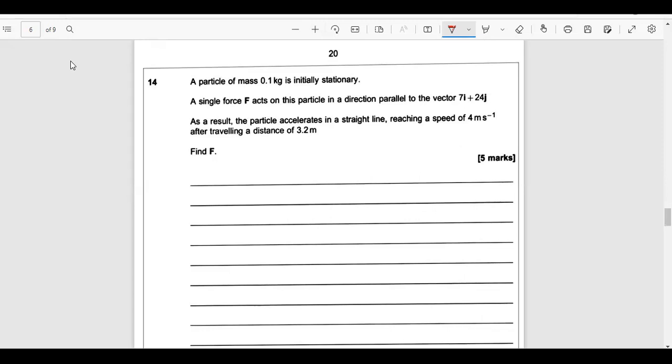All right. So it says, a particle of mass 0.1 kgs is initially stationary. A single force F acts on this particle in a direction parallel to this vector. As a result, the particle accelerates in a straight line, reaching a speed of 4 meters per second after traveling a distance of 3.2 meters. Find F. Okay. F is a vector.